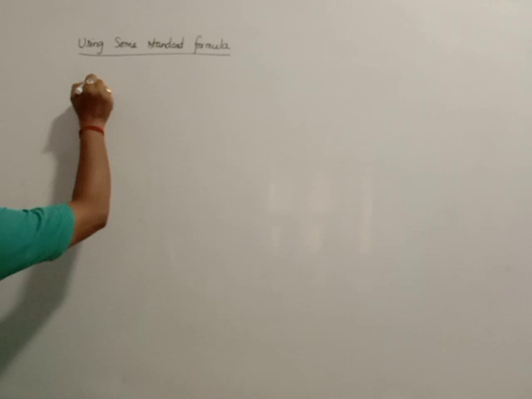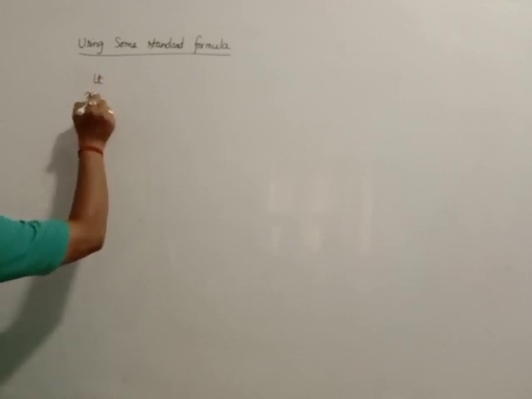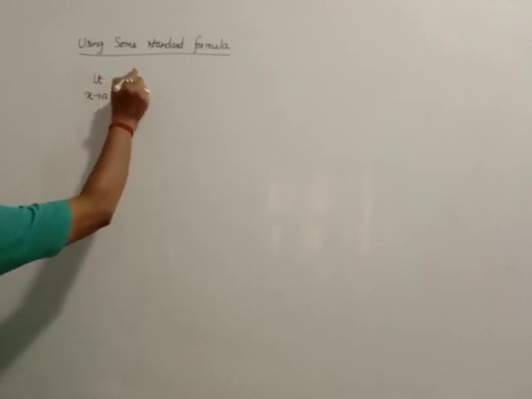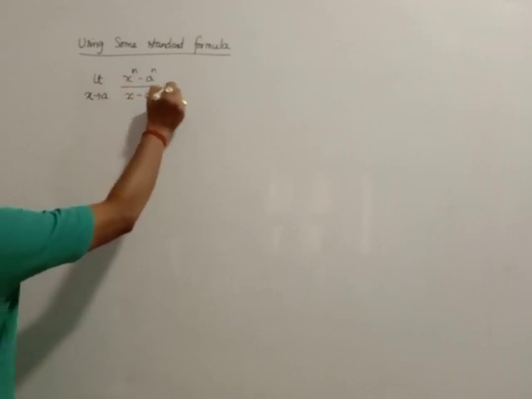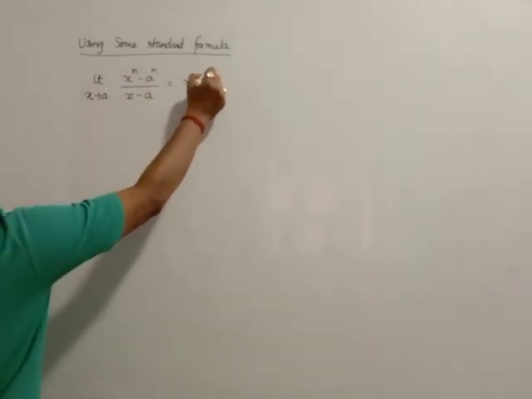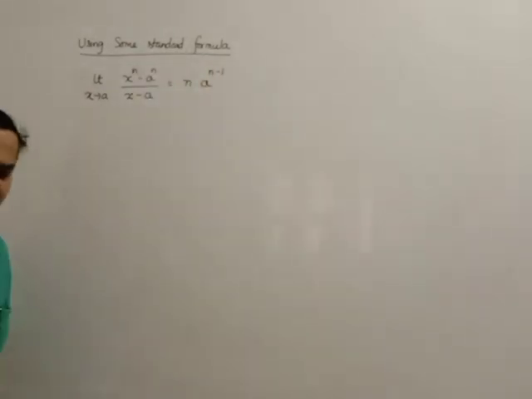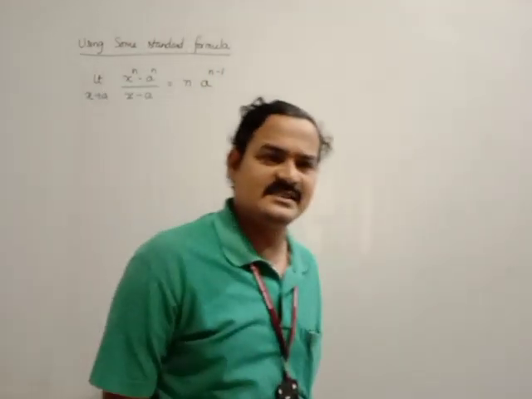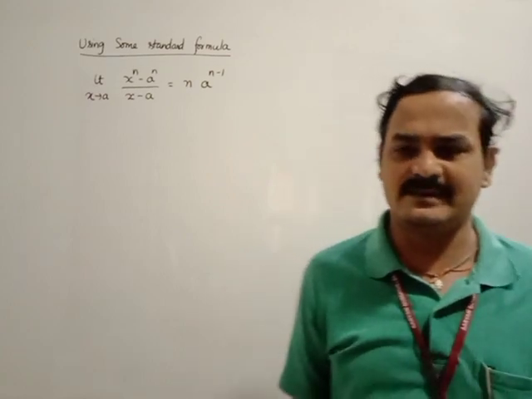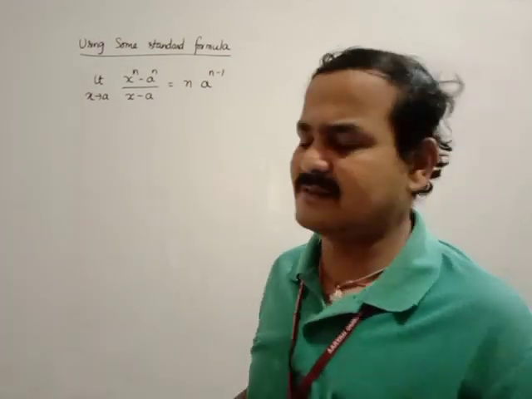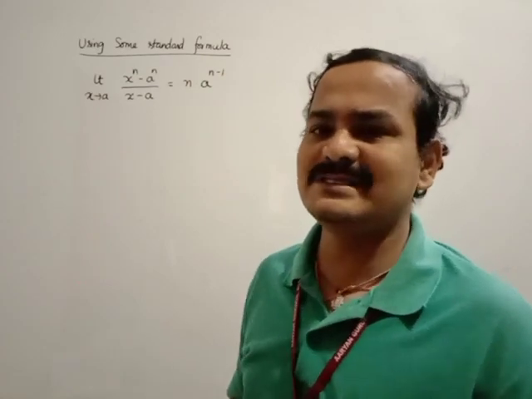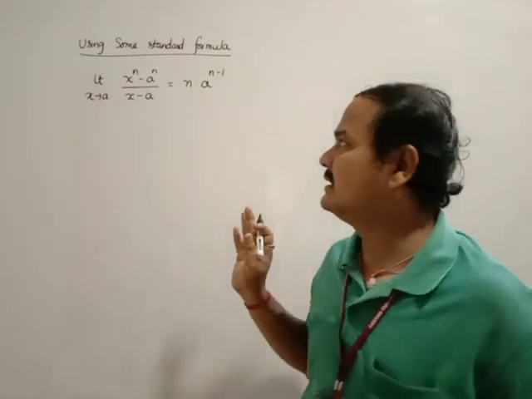Say, limit x tends to a, (x to the power of n minus a to the power of n) by (x minus a) is equal to n into a to the power of n minus 1. This is a very important formula related to algebraic limits. For non-algebraic limits you can use a lot of formulas, but for algebraic limits you can use only this one. What is the formula?